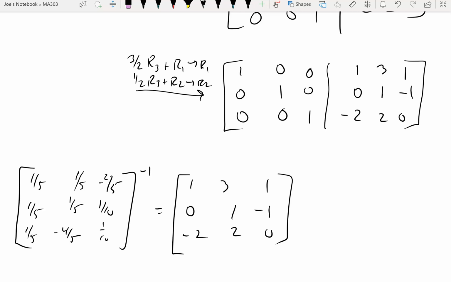Questions on that one at all? Is the process okay? It's tedious, certainly. This is why after we get through this chapter, I'm not going to expect you to be doing all these by hand every time. Okay. That's what the calculator is for.